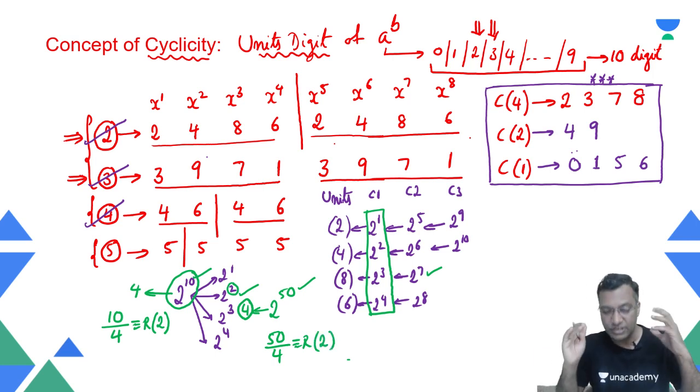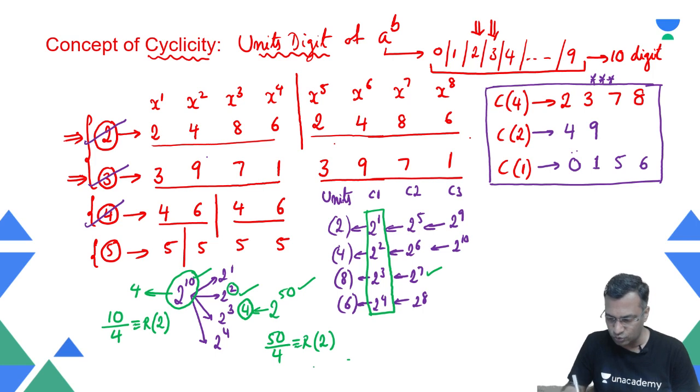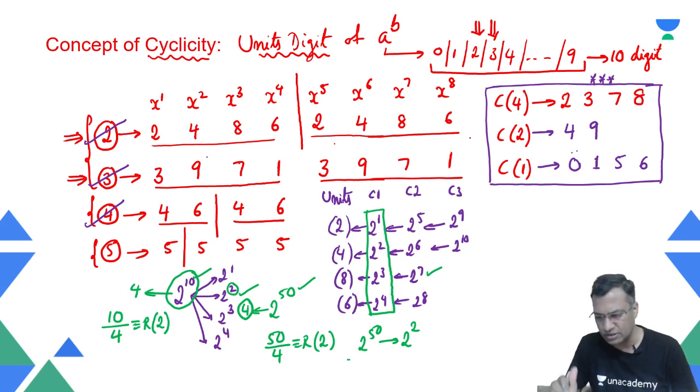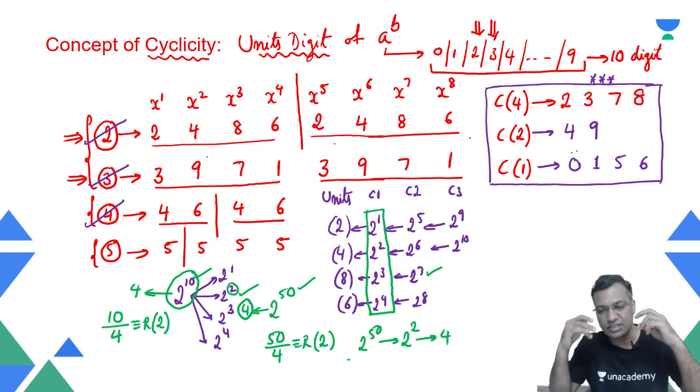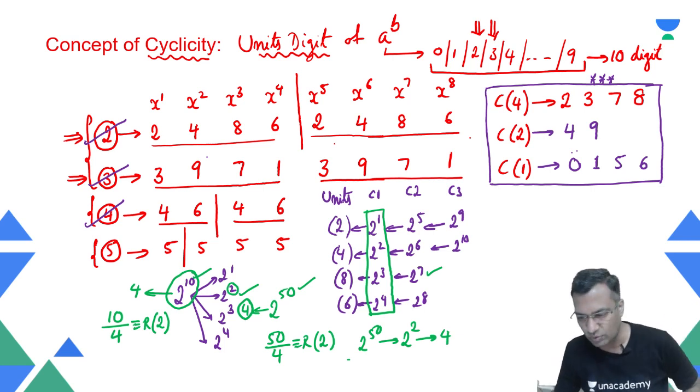You say the 2, which implies that the unit digit of 2 raised to power 50 is as good as the unit digit of 2 raised to power 2. You don't have to memorize what is 2 raised to power 2. That comes naturally. Nothing but 4. This is how the steps translate in your mind. This is the meaning of cyclicity, right? This is what it means to us.